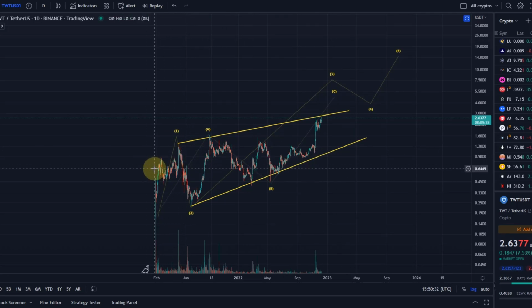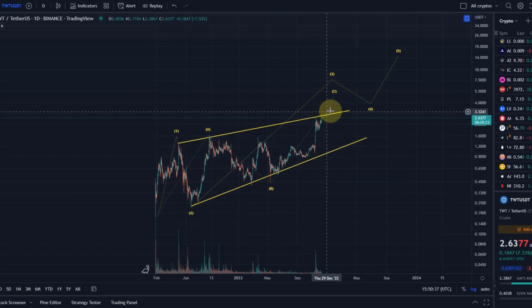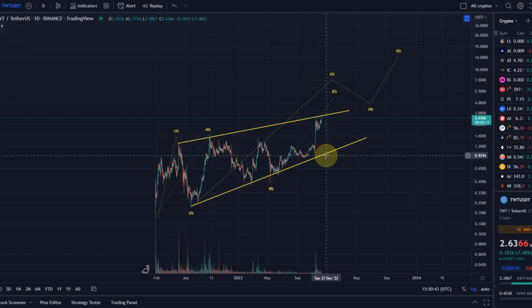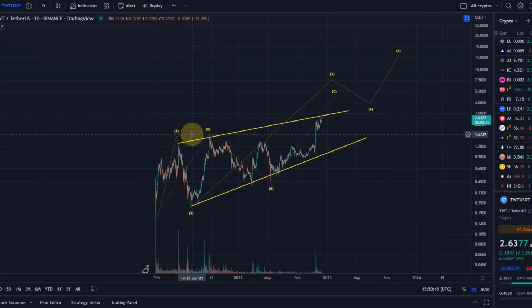It started sort of February 21, but the whole chart looks like a diagonal pattern, which is not great, because these patterns are generally rather unreliable. But we can give it a go.